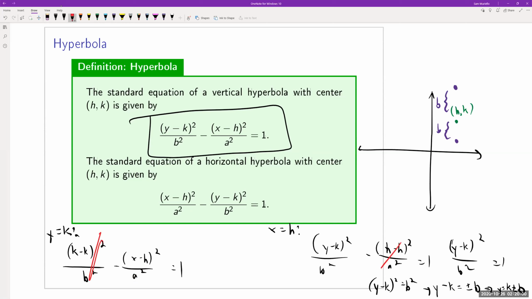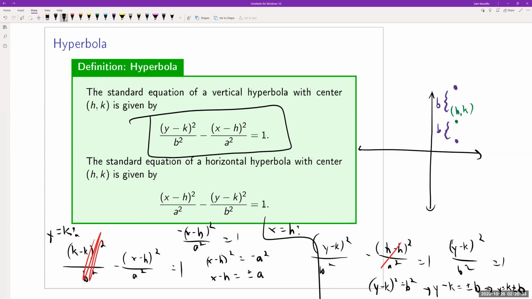This is the piece that cancels out over here. And what we get is negative (x minus h) squared over a squared equals 1. This gives us, let's move the negative over, (x minus h) squared is equal to negative a squared. When we square root both sides here, what we get is x minus h is equal to plus or minus a, but since it was negative, there's no real solution.